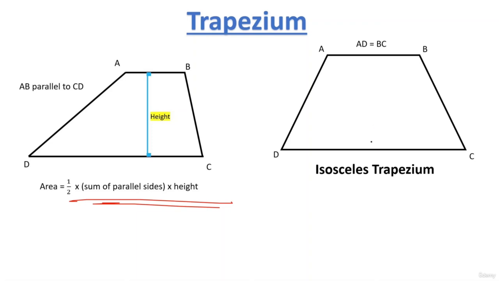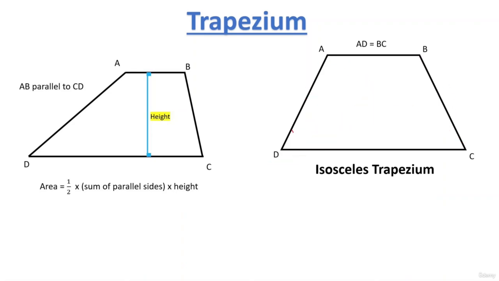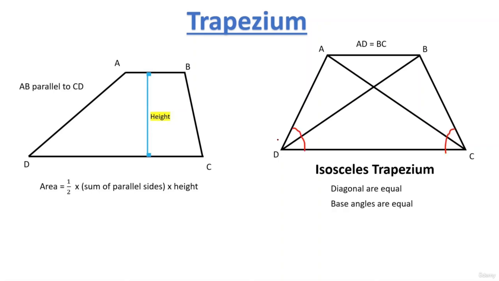And the special case of a trapezium is when the non-parallel sides become equal. When the non-parallel sides become equal, we get an isosceles trapezium. So in this case, AD will be equal to BC. If AD is equal to BC, you can join AC and you can join BD, right? And you can prove these two angles also equal. Base angles equal. And you can also prove the diagonals to be equal by the side angle side test. So for an isosceles trapezium specifically, guys, the diagonals are equal in length and so are the base angles.